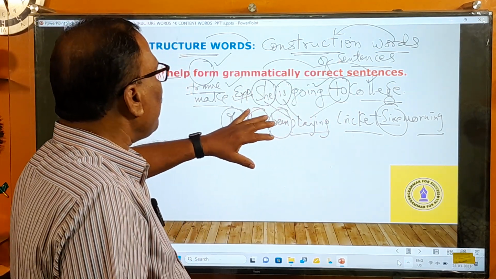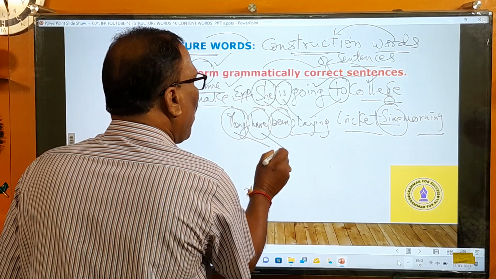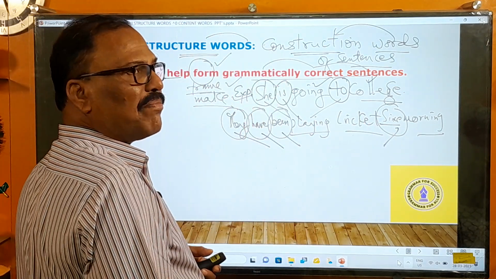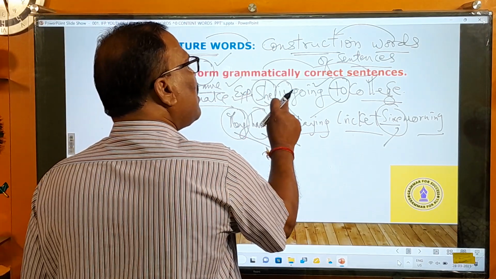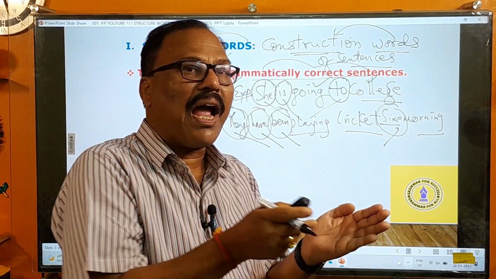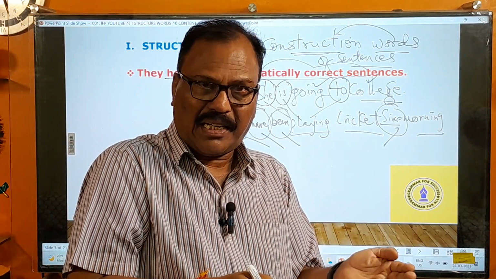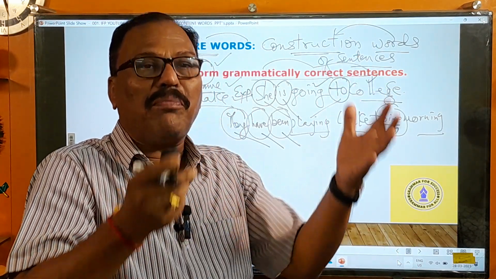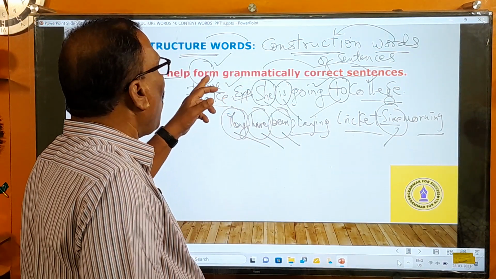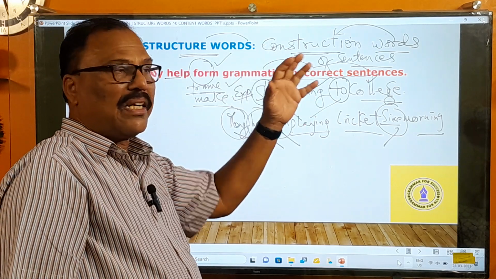So in this way, see here, they have been to, since. These words are called structure words. In the first example, she is to are structure words. When structure words are used in a sentence, they make a beautiful meaning. They help frame or form grammatically correct sentences.